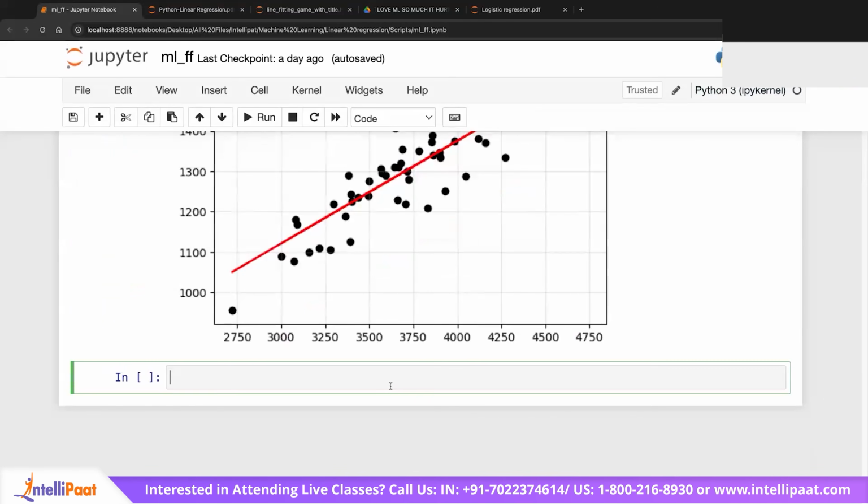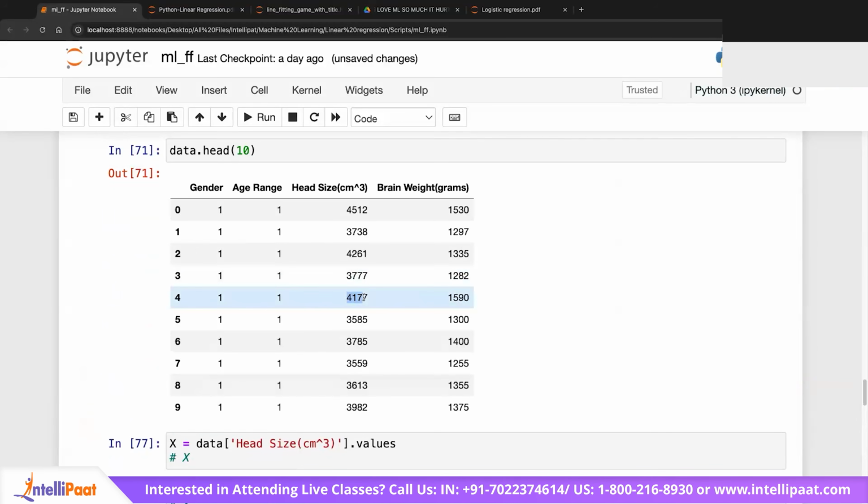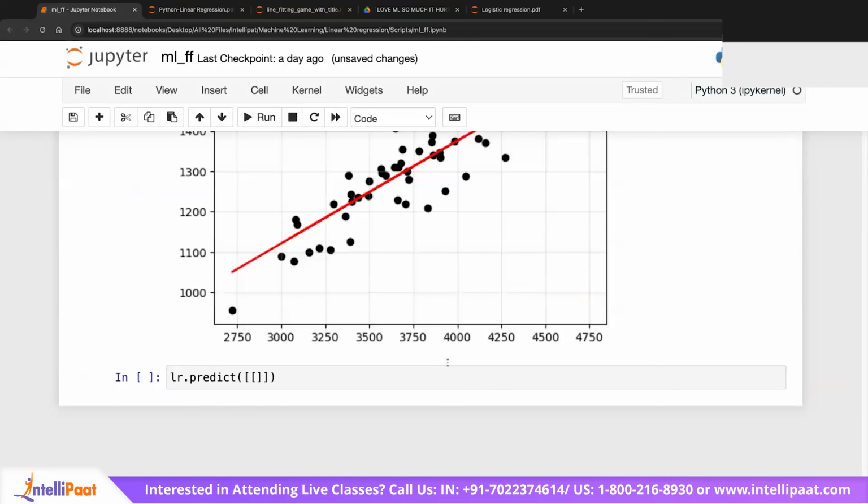Sir, I want to give my number. I want to give a weird number. I want to know if my machine learning model is able to predict my number or not. If you want to do that, use only one function, lr.predict. Now, you know that a machine learning model like sklearn can only take two-dimensional data. So give me a number like, if the head size is 4177 centimeter cube, the answer is 1590. Give me a number like that. I will make the prediction in front of you.